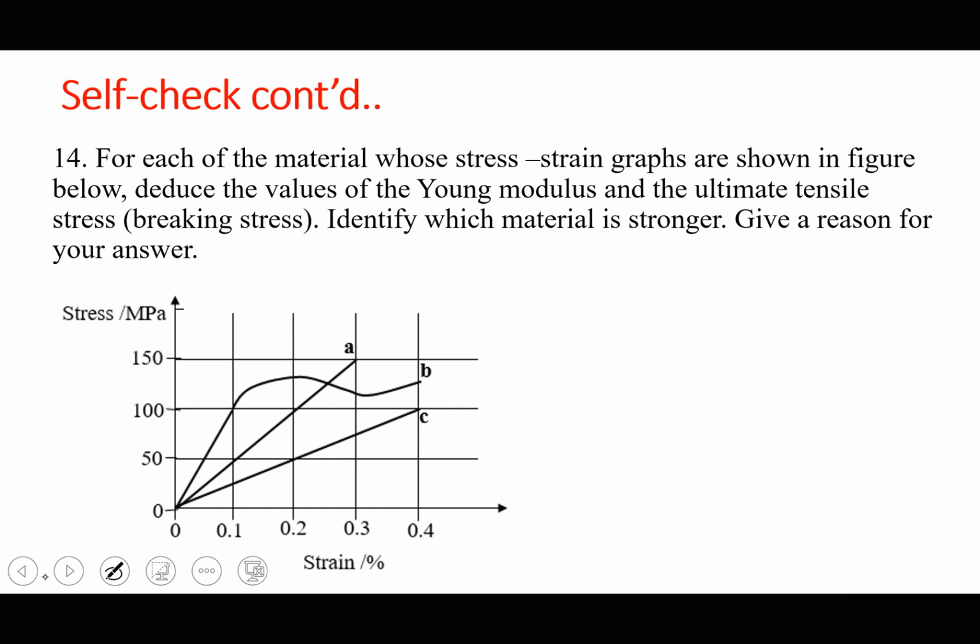For each of the materials whose stress strain graphs are shown in the figure below, deduce the value of Young modulus and the ultimate tensile stress. What do we mean by ultimate tensile stress? The ultimate tensile stress is the maximum stress that a material can withstand before it breaks. That's what we call the ultimate tensile stress, or the breaking stress.